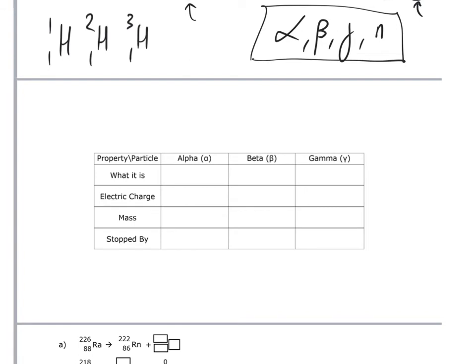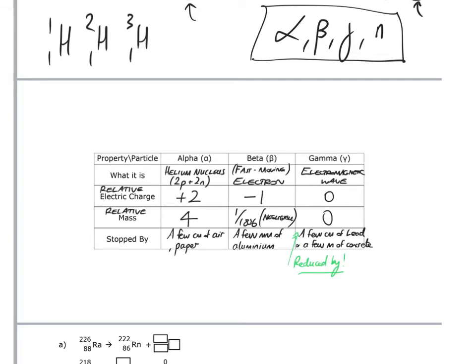Now, what I'd like you to do is pause the video and have a go at filling in this table for alpha, beta, and gamma radiation. So pause the video and have a go at that now. Answers in 3, 2, 1. So there are the answers.